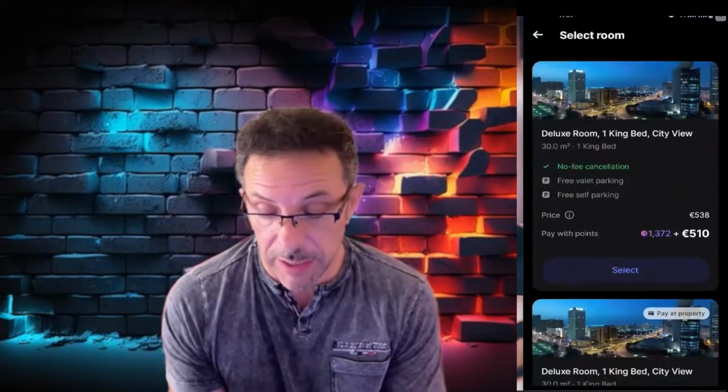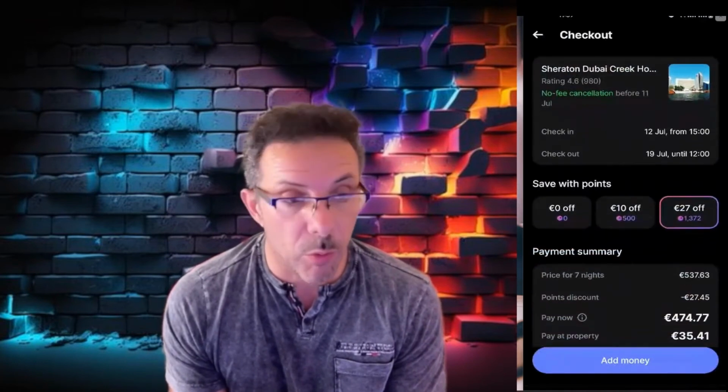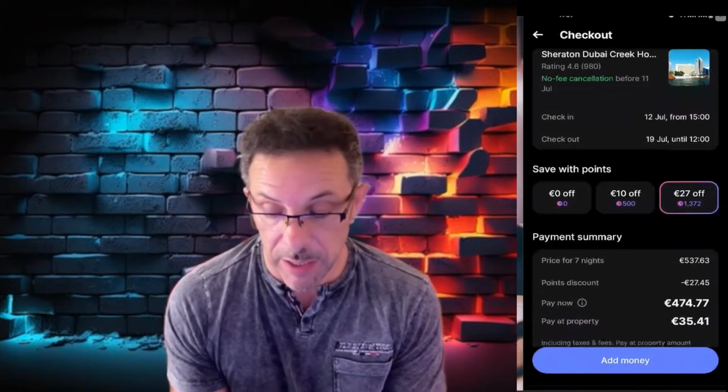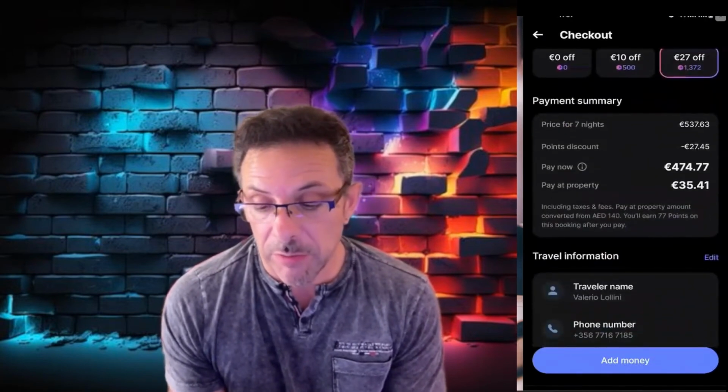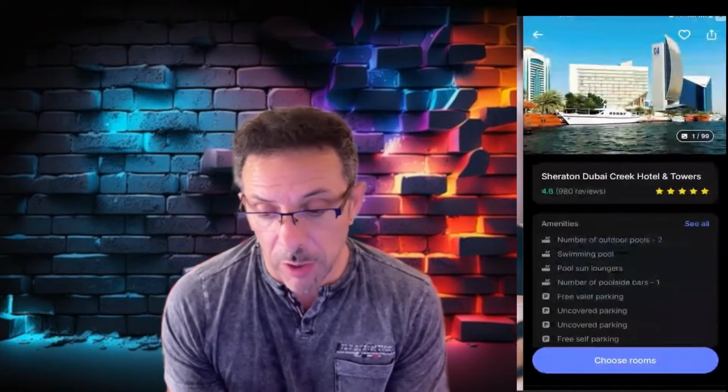So, okay, choose the room. We like this one. Yes, okay. And here it tells me, see, 27 euros off. So it takes off 27 euros, which are the 1,372 points. So my total to pay now is 474 euros to stay in Dubai. So this is how Revolut works basically.